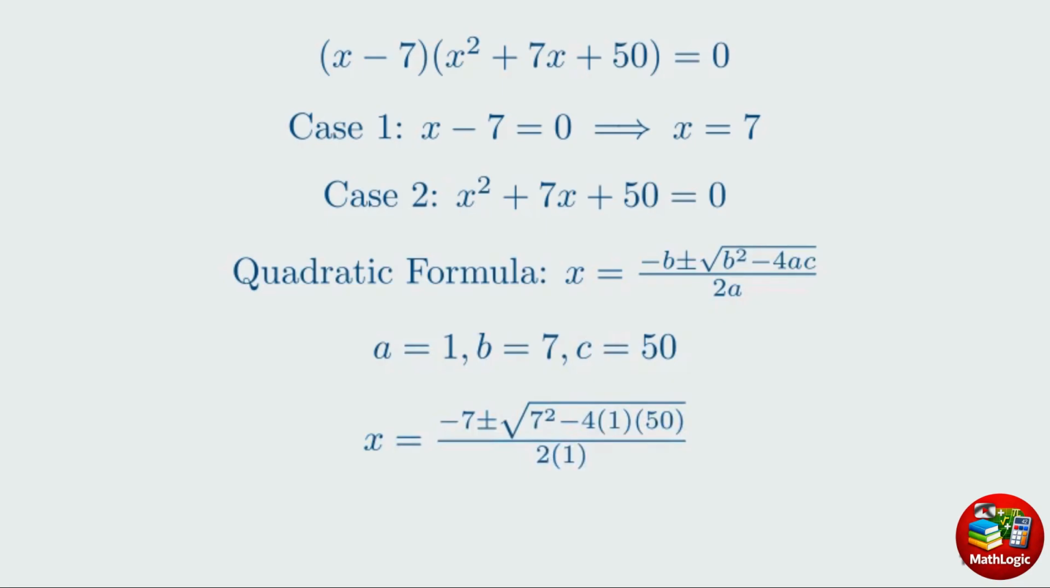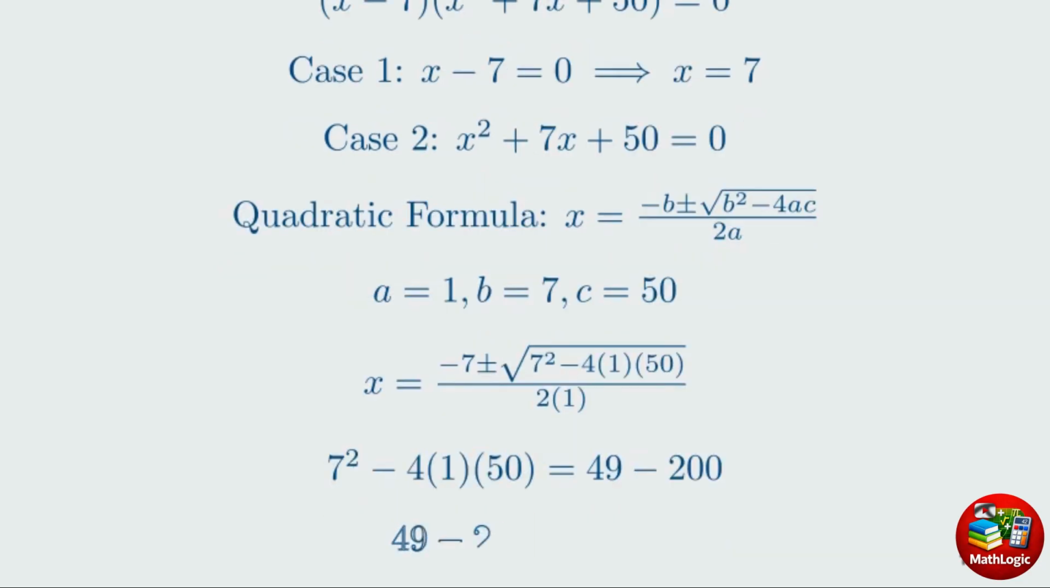Let's calculate the value inside the square root, which is called the discriminant. We have 49 minus 200. This gives us negative 151. The discriminant is negative. A negative discriminant tells us that the quadratic equation has no real number solutions. It has two complex conjugate solutions. For this video, we'll focus on real solutions. This confirms that x equals 7 is the only real number solution to our original equation. We have successfully found the complete set of real solutions, achieving our second objective.